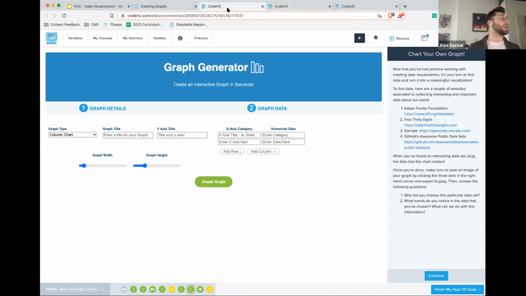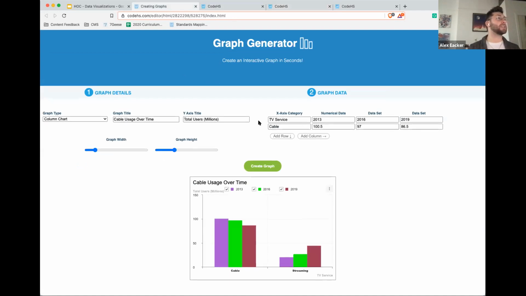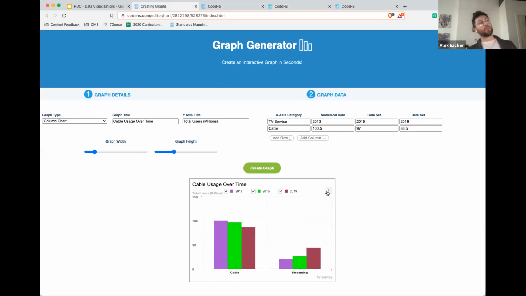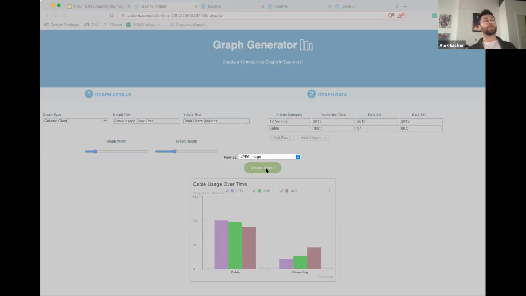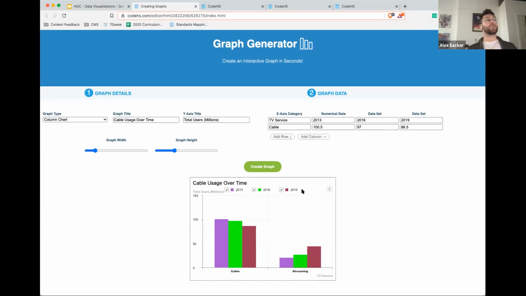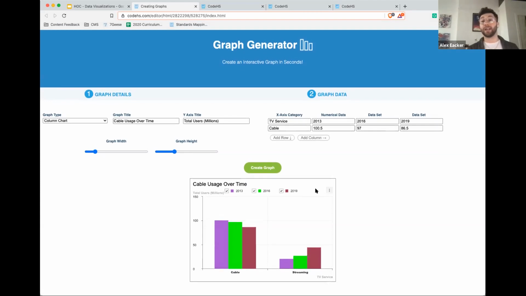One thing to note in these different graphs is there is a little button here at the side that can actually allow you to export your graph to JPEG. And so what you could do here is save this to your desktop or something like that, so that you could have proof of your created visualizations using this graph generator.